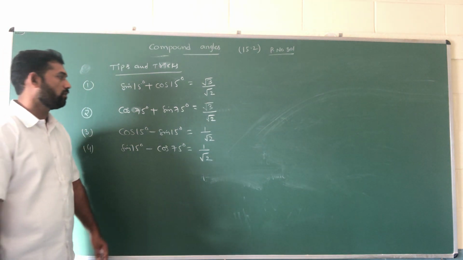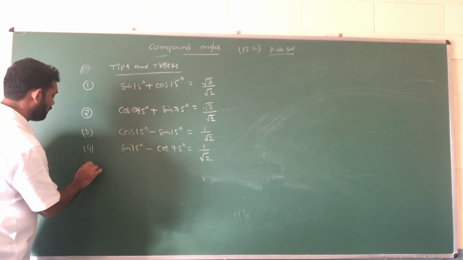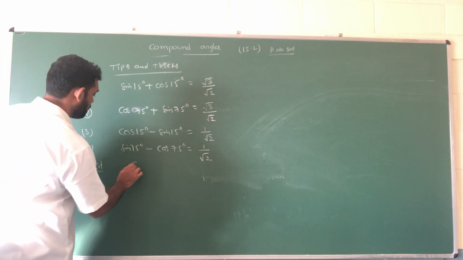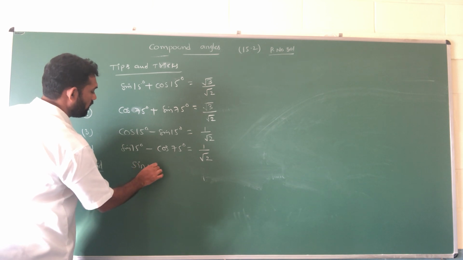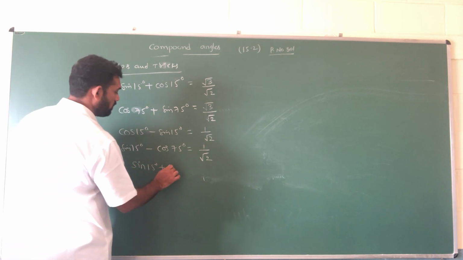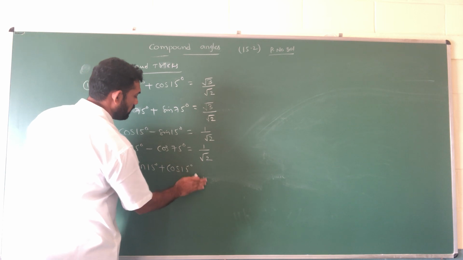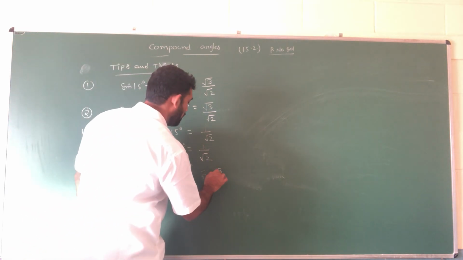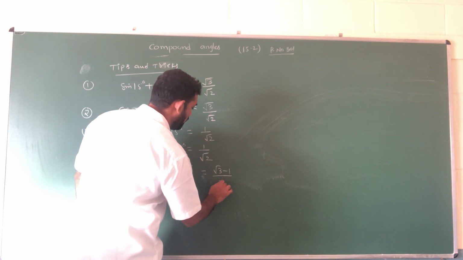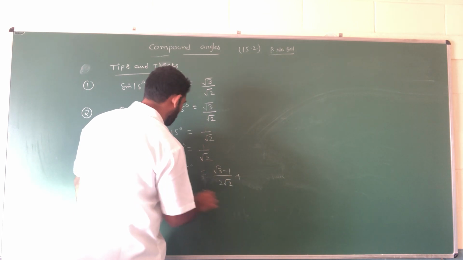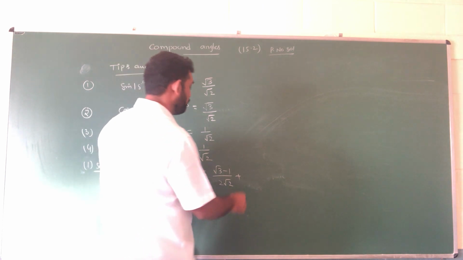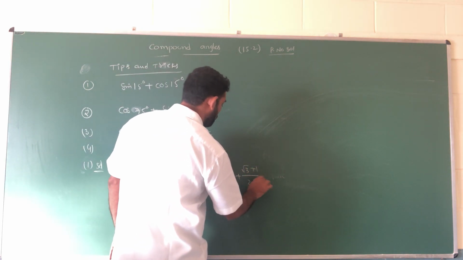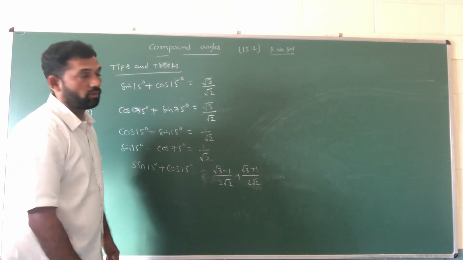See, I will show you one simplification. First simplification: sin 15 degrees plus cos 15 degrees. Sin 15 degrees value is root 3 minus 1 by 2 root 2, plus cos 15 degrees value, root 3 plus 1 by 2 root 2.